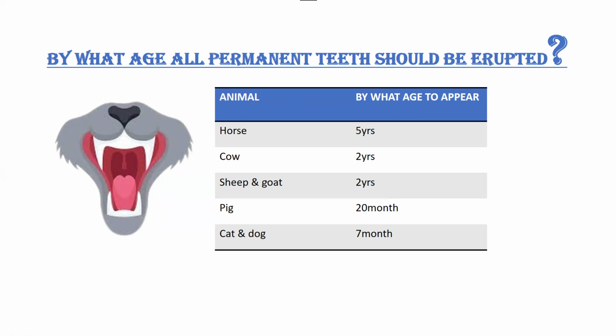In cow, it's 2 years. In sheep and goat, it's 2 years. In pig, it's 20 months. In cat and dogs, it's 7 months. And this is just memorization, there is no concept in it, but you should remember this thing.